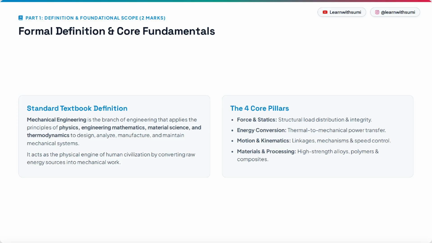So, let's start with part 1. This is the definition. On your answer sheet, write: mechanical engineering is the branch of engineering that applies the principles of physics, mathematics, material science, and thermodynamics to design, analyze, manufacture and maintain mechanical systems. Let's break down the 4 core pillars so you understand what they mean.